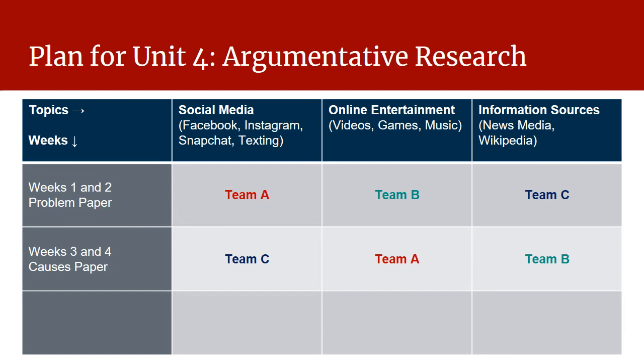So I'm going to find a paper, or more than one paper, written by my classmates who were in Team A, and read what they wrote about as the problems and negative effects of social media. And I'm going to use that as one of my source papers to write my causes paper. Then I'll go look at the other articles about social media and use that to help me write the causes paper.